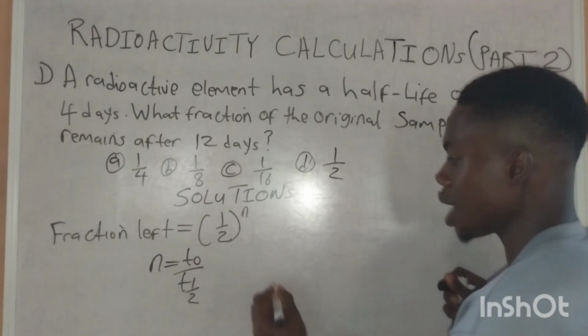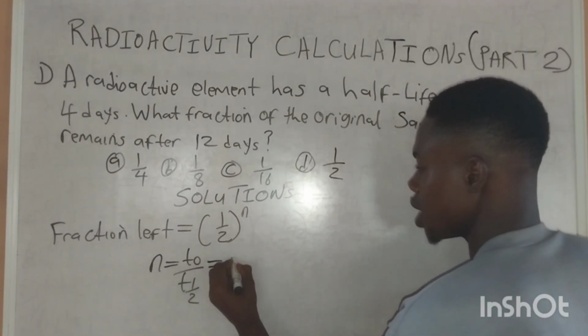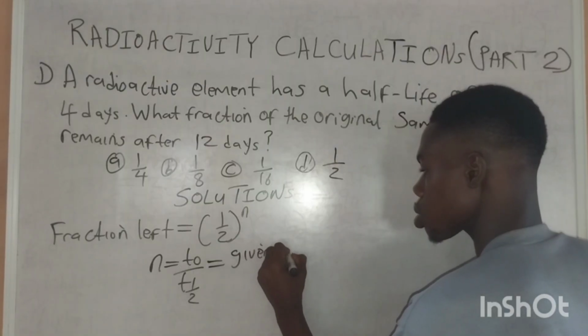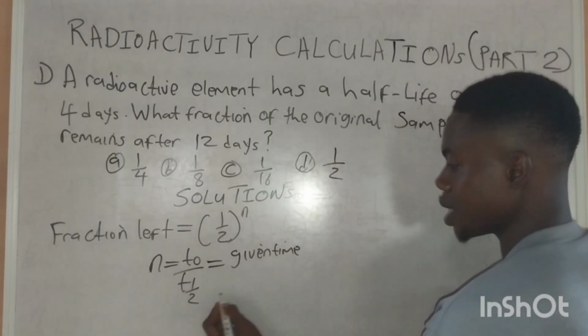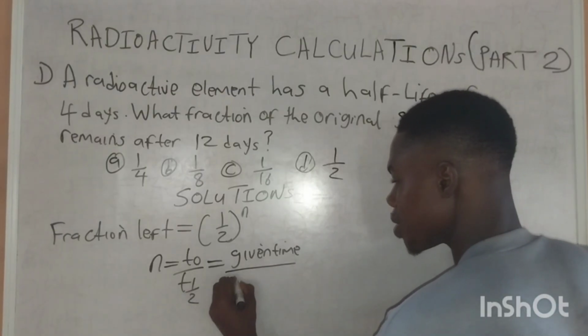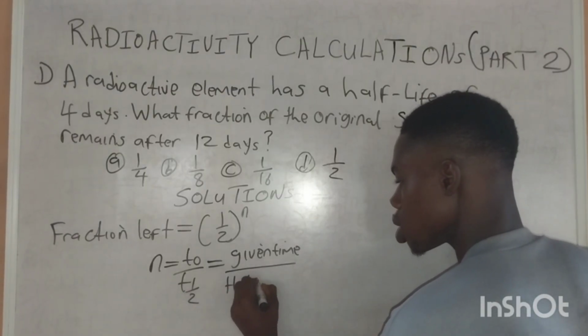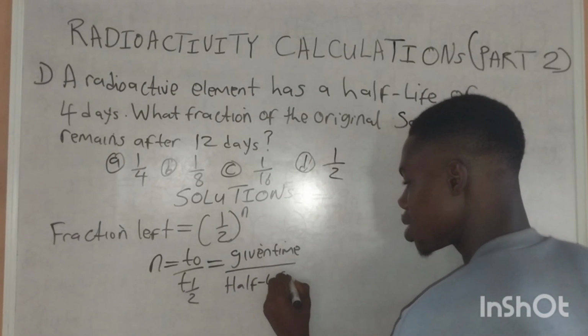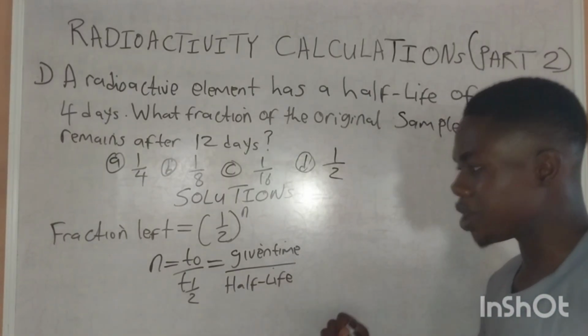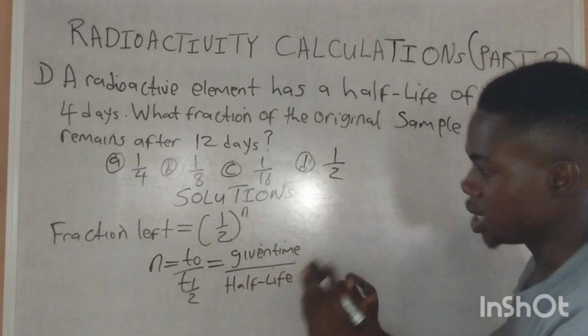Where t naught is known as the given time. So t naught here is known as the given time. And t half here is known as the half-life. So please take note that this t half is known as the half-life.